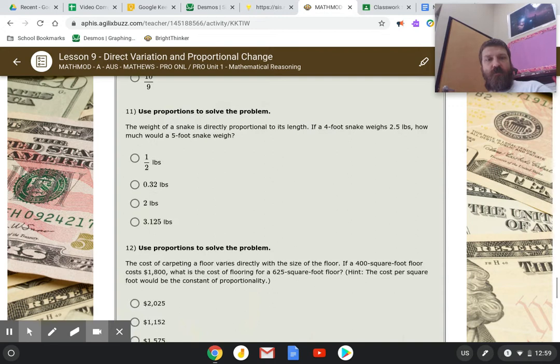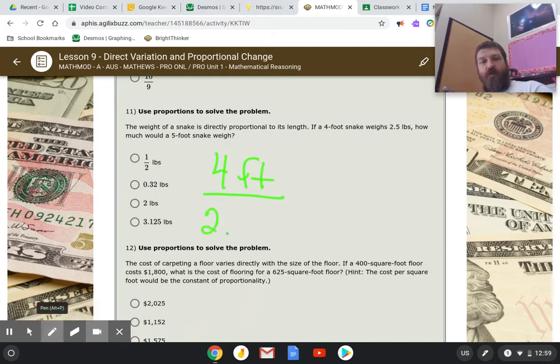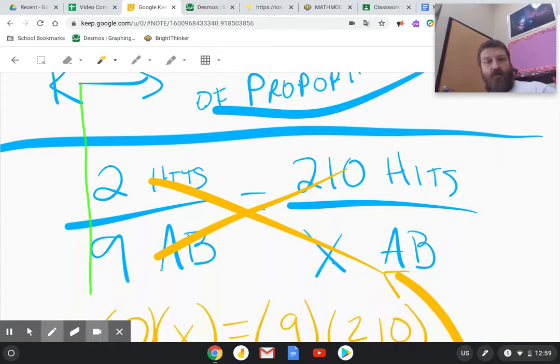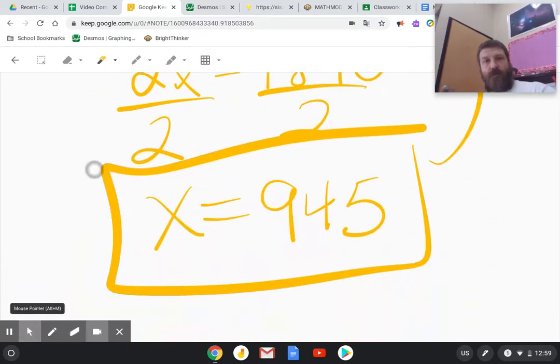So I'm going to kind of get you started on a few of these. For instance, the weight on number 11, the weight of a snake is directly proportional to its length. If a 4-foot snake weighs 2.5 pounds, notice I went ahead and wrote that as a fraction. How much would a 5-foot snake weigh? I wrote that there because that is where feet are located in the top. All I have to do, 4 times x, 5 times 2.5, solve that equation just like I did here.